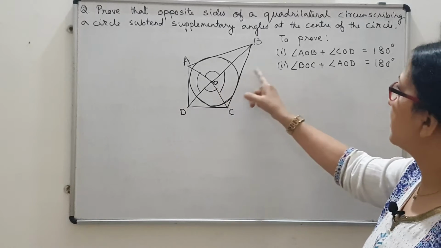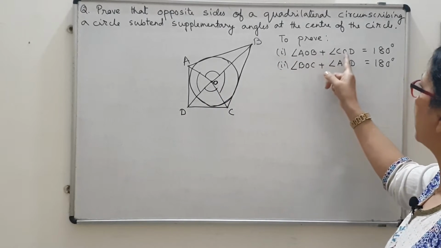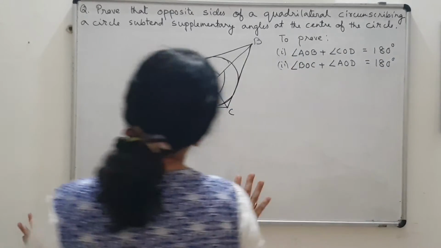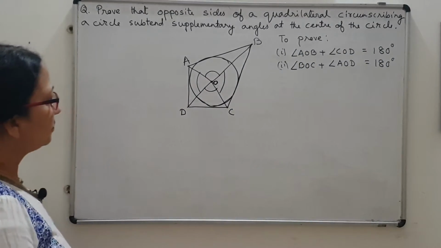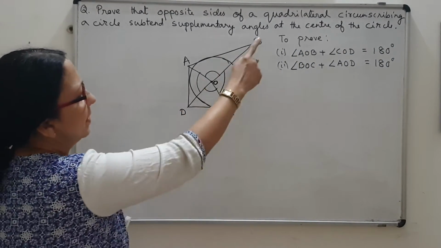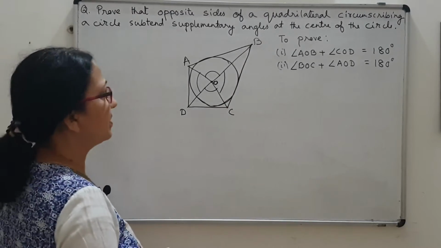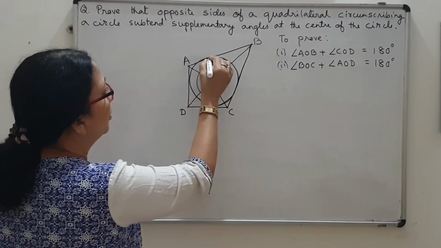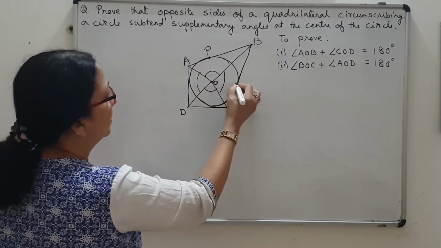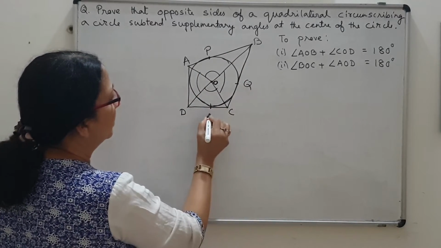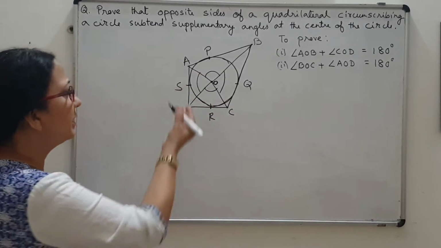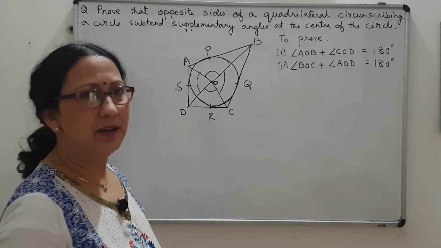So these are the angles subtended by the opposite sides of the quadrilateral, and these are the other pair. Okay. Now for proving this, what to do? Again, the sides are tangents to the circle as it is circumscribed by the quadrilateral. So let me mark the point of contact, say this is P, this is Q, this is R, and this is S. Okay. So after marking the point of contact, we will be applying the first theorem.